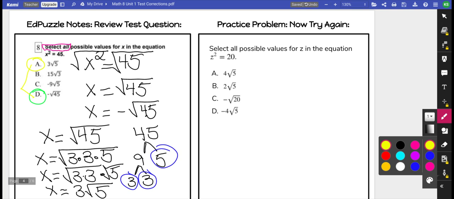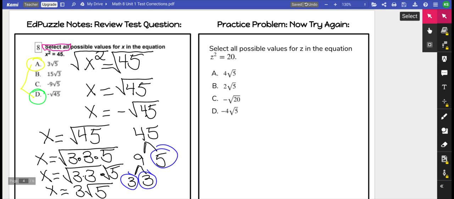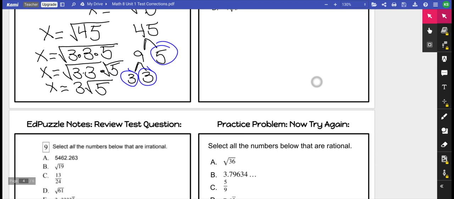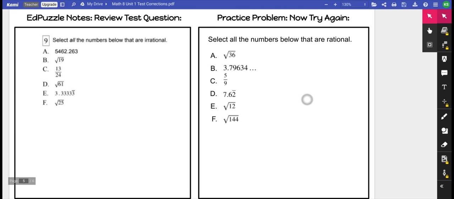Now try the practice problem to the right, which is very similar to the problem we just did on the left. So please answer the question on Edpuzzle. Okay, now we're going to go on. Oops, sorry, did not mean to do that. So let's now go on and work on the third problem.